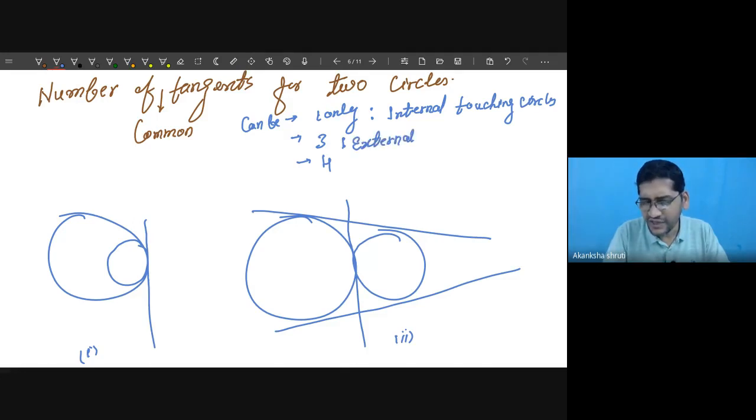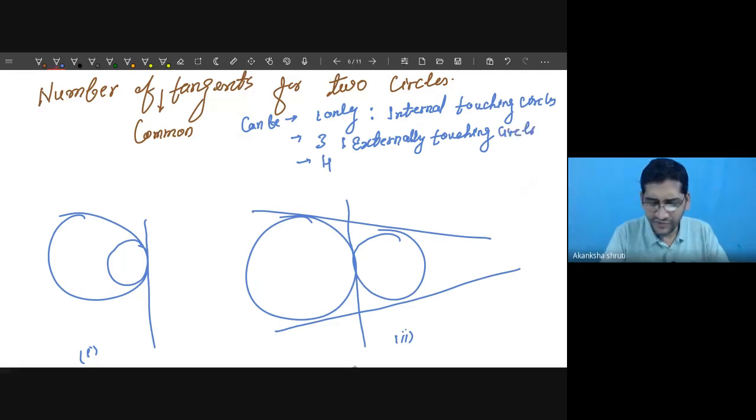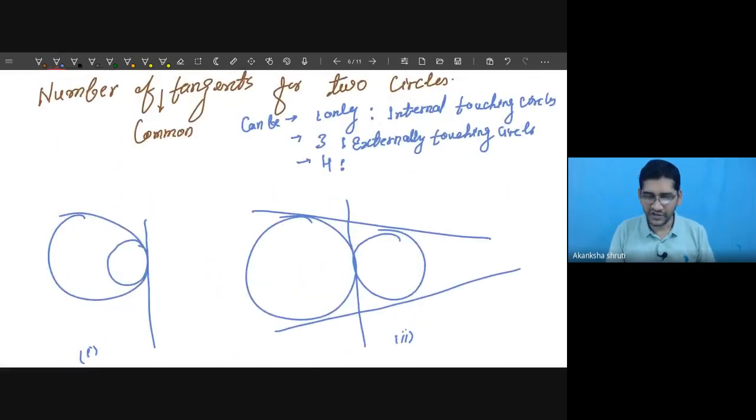Externally touching circles. Students, are you there? Hello? Yes, sir. Okay. Touching circles, and 4 for non-intersecting or not touching circles. Okay?